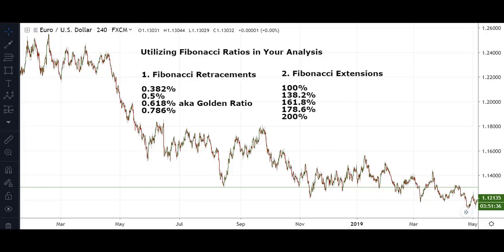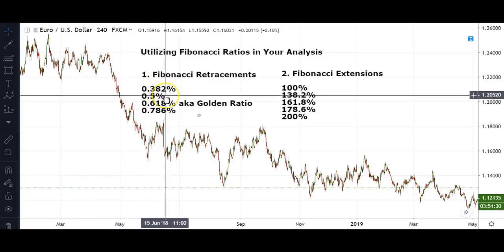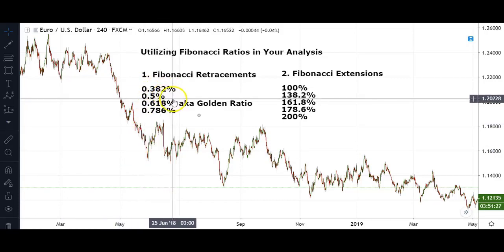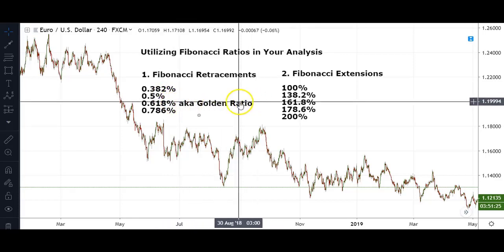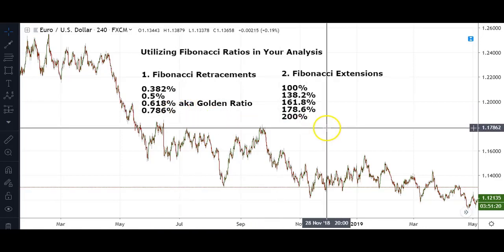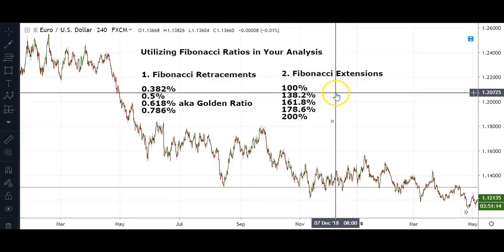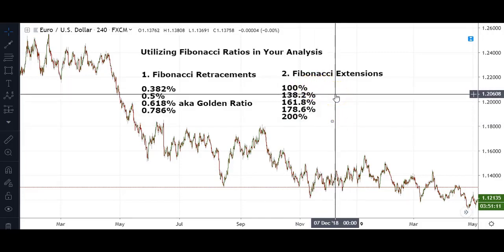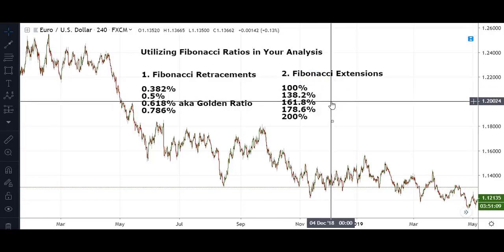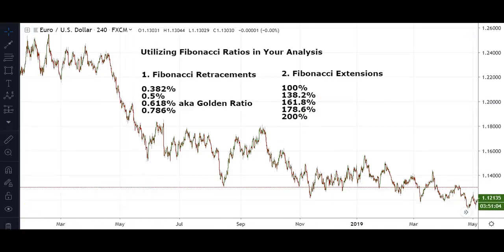Now, when we talk about Fibonacci retracements, then traders will most commonly be using the 0.382, 0.5, the 0.618, also known as the golden ratio, and the 0.786 when it comes to retracements. On the other side, we'll be talking about Fibonacci extensions, and traders most commonly use the 100%, 138.2%, the 161.8%, the 178.6%, and then finally the 200% extension ratios.